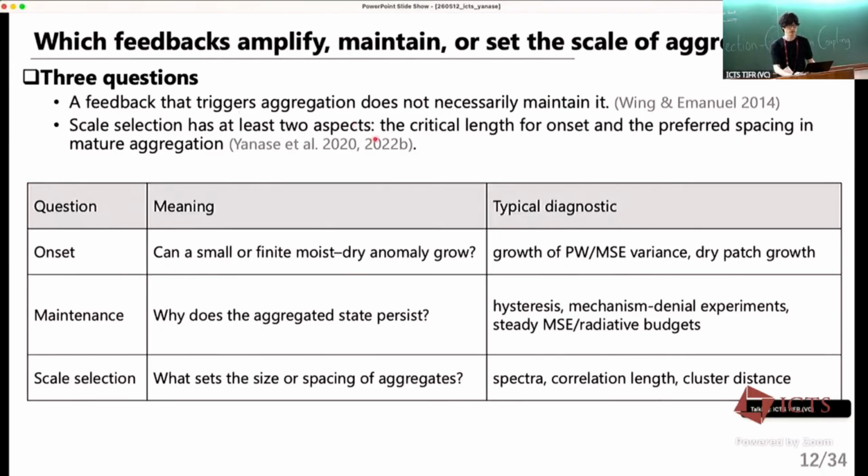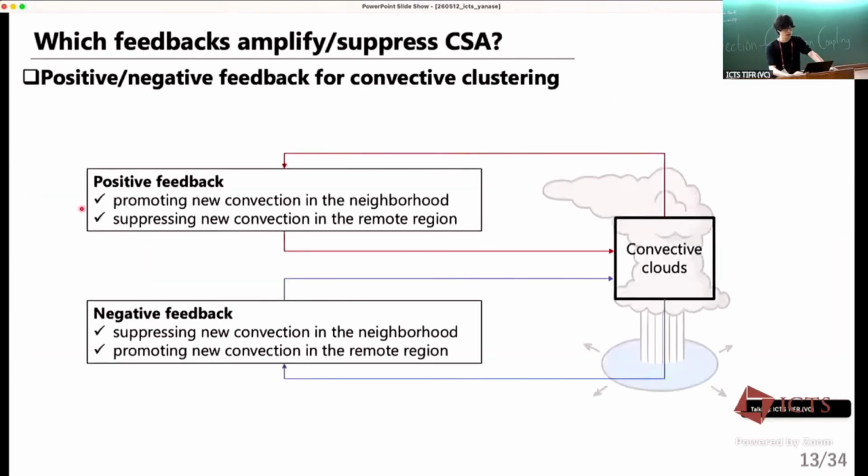Scale selection has at least two aspects. One is the onset length scale, and the other is the mature, fully developed aggregation state. I will briefly touch on this aspect later. So let's first focus on the onset. The main concept is physical feedback, positive feedback and negative feedback, for convective clustering.